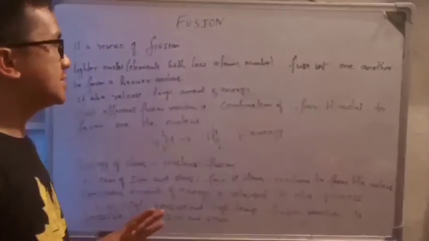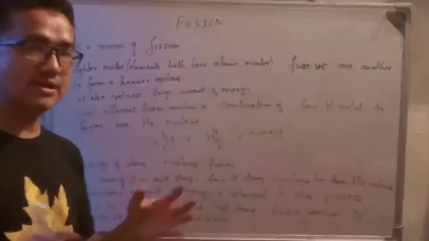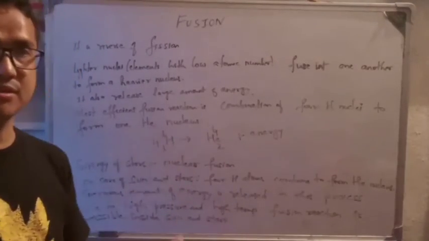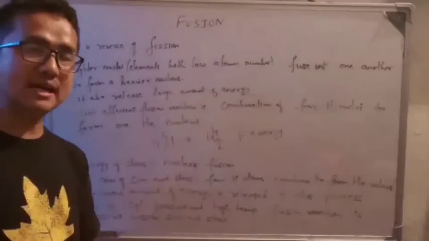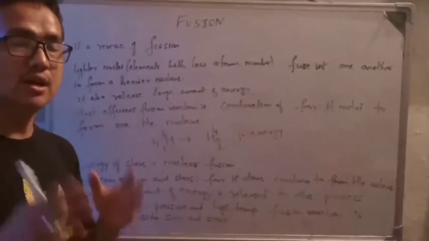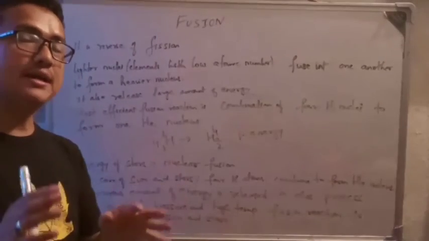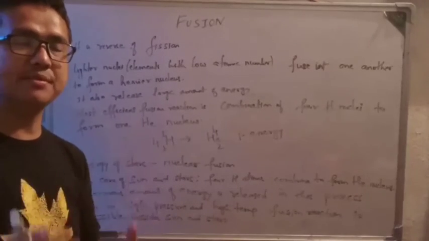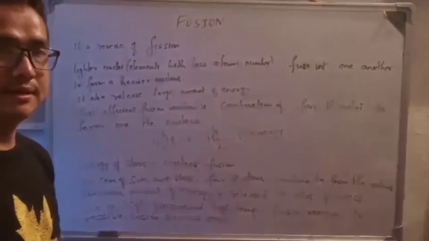And what you have to know is this reaction, 4 hydrogen combine with each other to form a helium nucleus, and it will produce a tremendous amount of energy. And the energy of stars and so on is from the fusion reaction. And the last thing is, fusion reaction is possible inside the sun or stars because of high pressure and high temperature. This much for today.